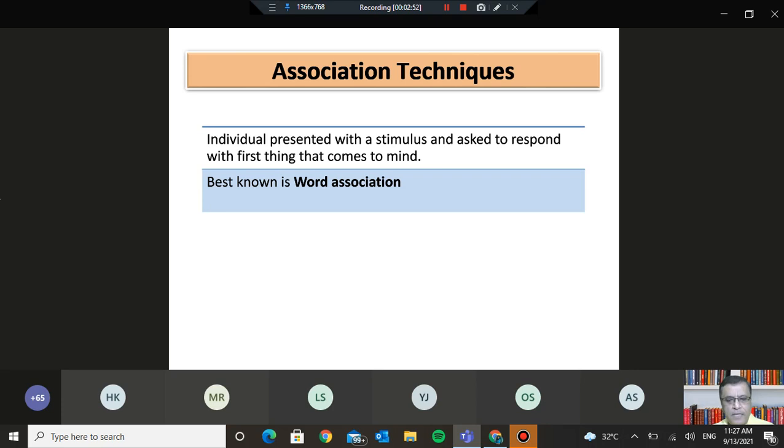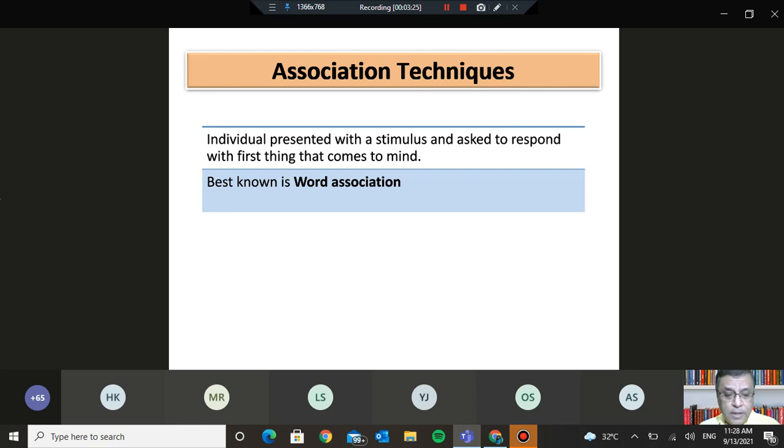We expect that the person will share with us the first word that comes to the mind of that individual. For example, I have a list of words with me, and when I'm reading out those words, the respondent is supposed to react to whatever word I have read out, and we beforehand tell that person that you have to share with us the first word that comes to your mind when I, as a researcher, am reading out from that list of words.